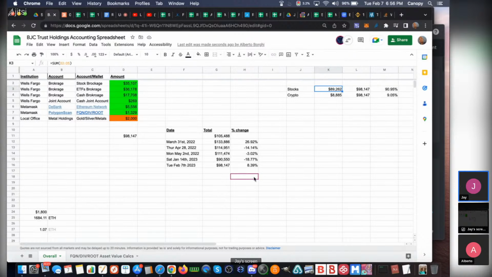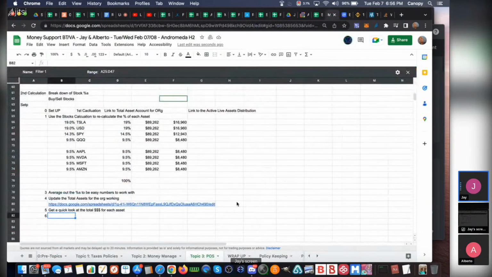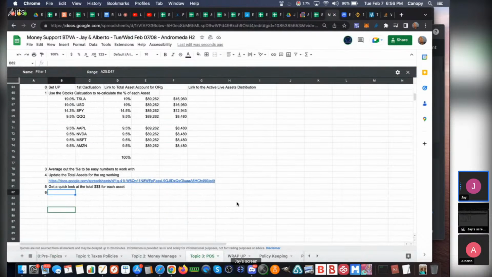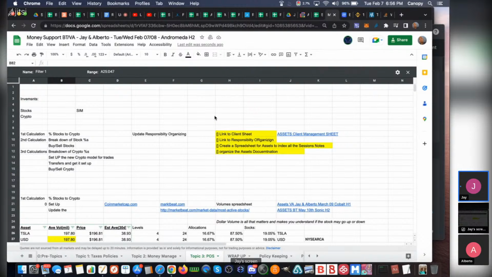Cool. All right. So, let's make a couple notes here. Second calculation. We started with some of the responsibility organizing. I just want to step back over to column H9, where we have the list of all the tasks. We're going to want to update the list of priorities for assets client work. Super key. That's where we're tracking all of these, and that will also include the responsibility organizing for these calculations.